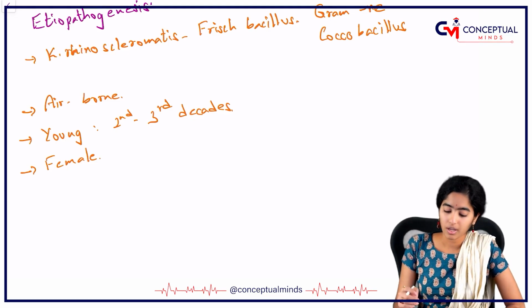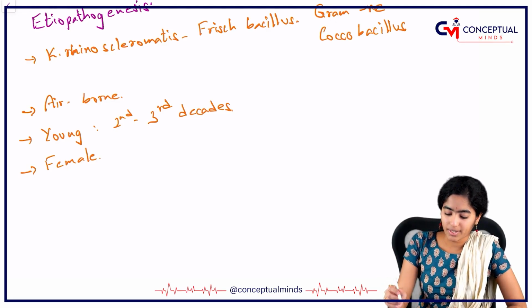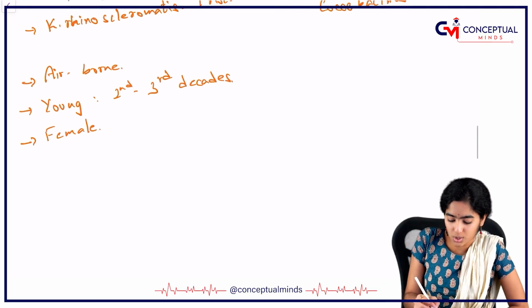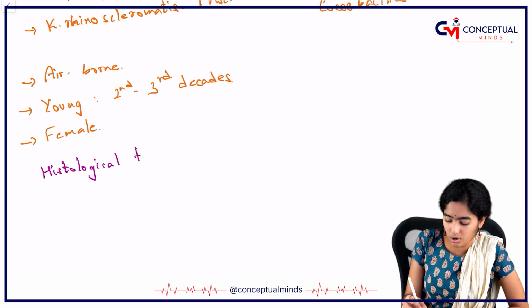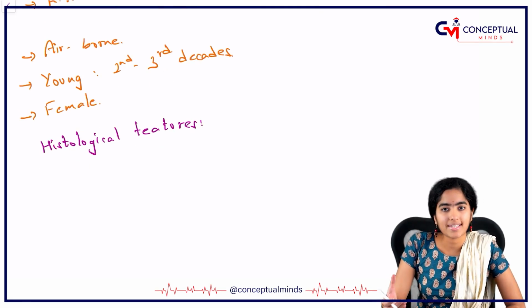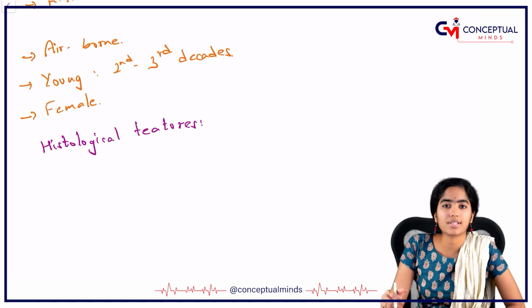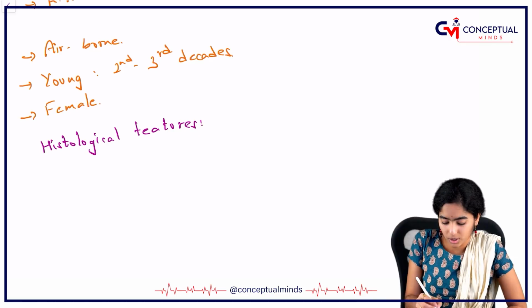After understanding the etiopathogenesis, now let us look at the histological features of Rhinoscleroma. These histological features are also useful in the diagnosis of the disease. We will find abundant plasma cells, lymphocytes and eosinophils in the submucosal layer. But most important histopathological feature is the presence of Mikulicz cells.